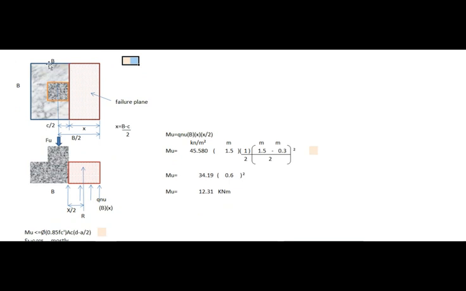As per drawing, the failure plane is here at distance x from width b over 2. The center of the column toward x is c over 2, so the ultimate moment Mu is equal to Kn u times b times x squared over 2, so the Mu is 12.31 kilonewton meter.